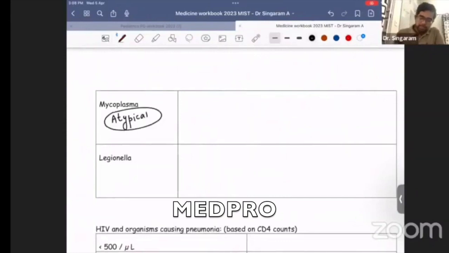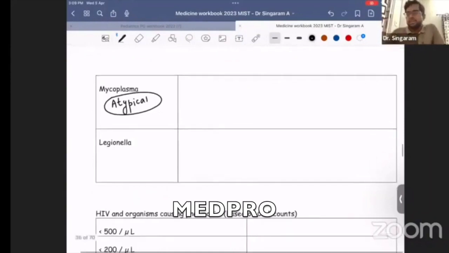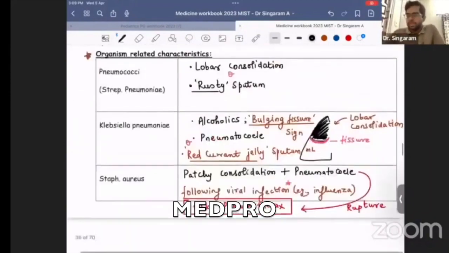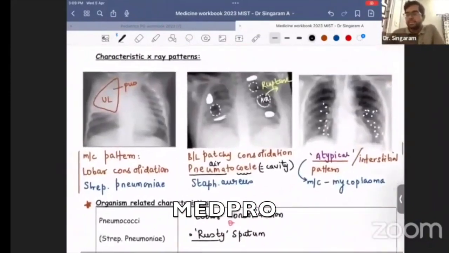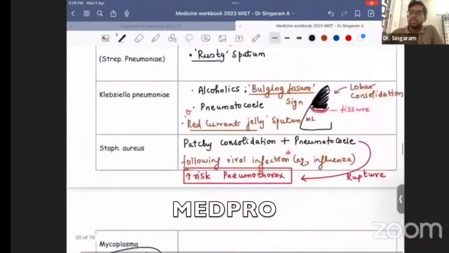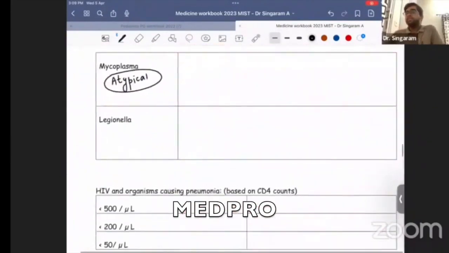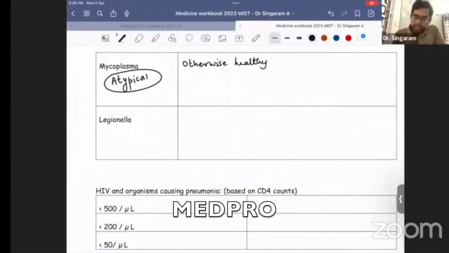You will learn in your micro classes that mycoplasma is called atypical organism because it doesn't even have a proper cell wall also. That's why it's called an atypical organism. That is number one. Number two, mycoplasma is atypical because the pattern I have told you is not a typical pattern. It's an atypical interstitial pattern. That's why it's also called atypical pneumonia. And third important point about mycoplasma pneumonia is that the patients are otherwise healthy young patients. Something like adolescents.